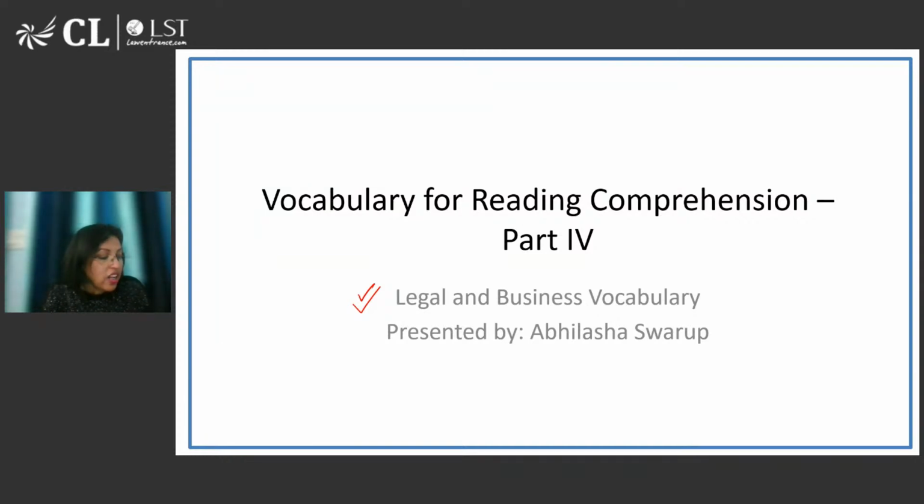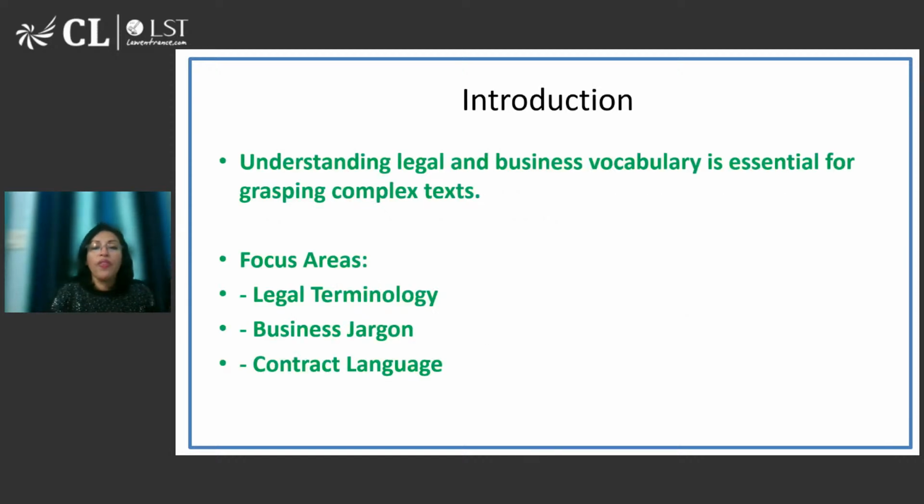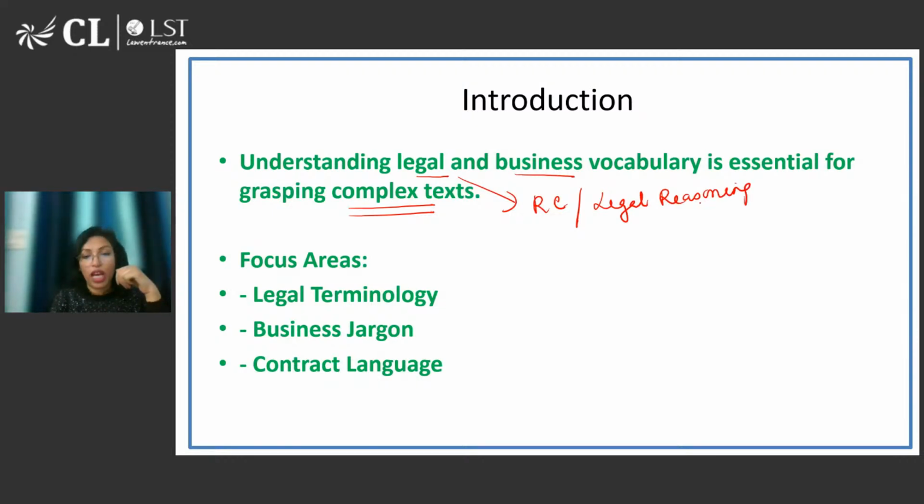Let's get started. Today, of course, we're going to be talking about legal and business vocabulary. There may be some words which you already know. If you know them, wonderful. If you don't, then we will quickly discuss them. Understanding legal vocabulary and business vocabulary is essential because you will be trying to grasp complex text. Understanding legal vocabulary will not just help you in reading comprehension, but it will also help you in your legal knowledge section also. So legal reasoning and legal knowledge sections will also be impacted if you know legal vocabulary. Business vocabulary will again help you in your reading comprehension as well as in your general life.